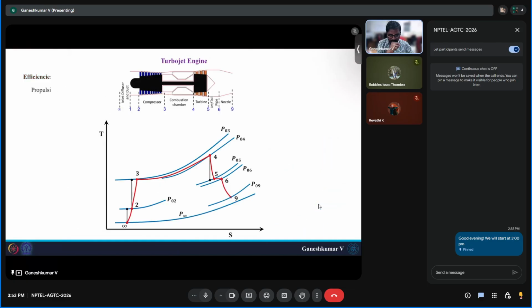To conclude, I have modified this TS graph. You see that since the nozzle is choked in this problem, your P9 does not coincide with P infinity, so it will be at a higher level. If you want to draw a TS diagram for this engine for these conditions, it should be something like this. It should not come down to P infinity. That is the difference. If the nozzle is unchoked, then it will come down to P infinity. Since it is choked, it will stay higher.